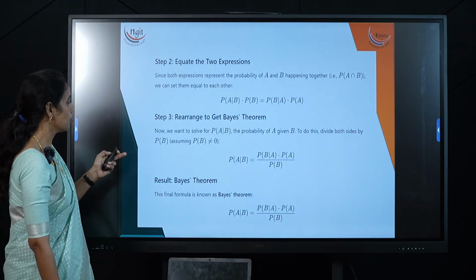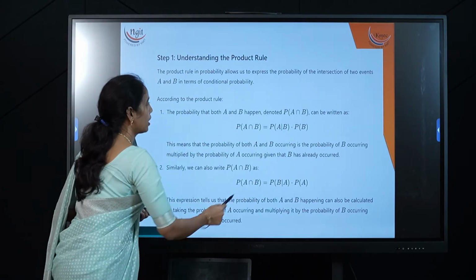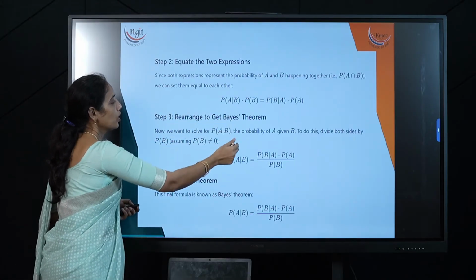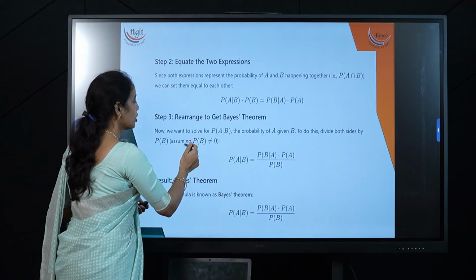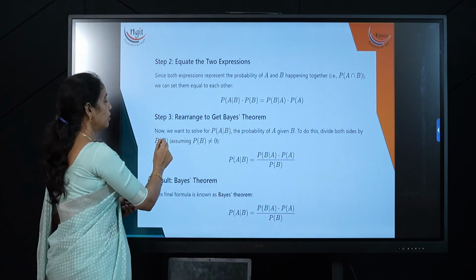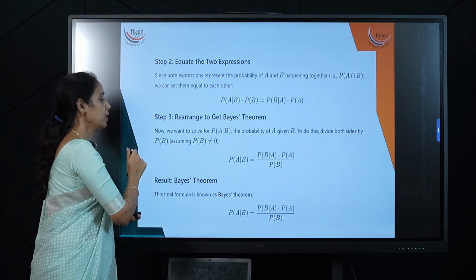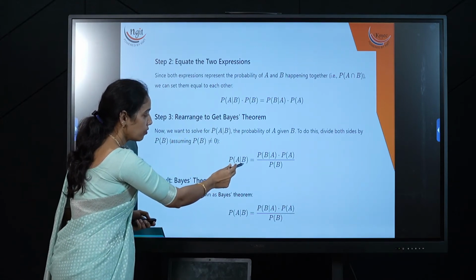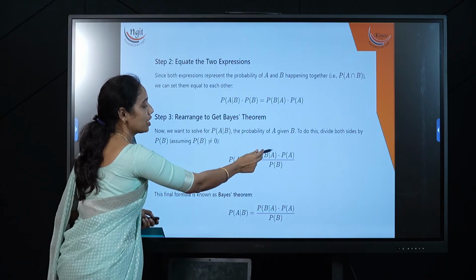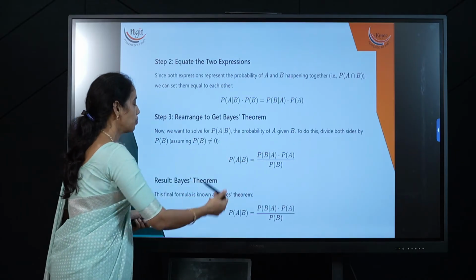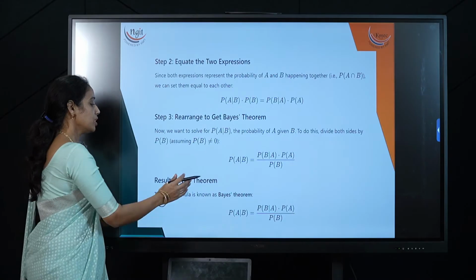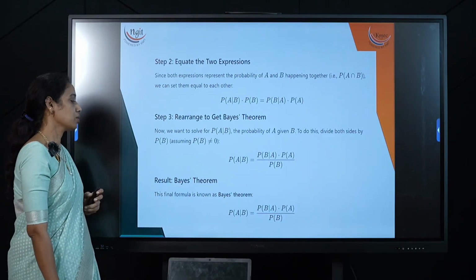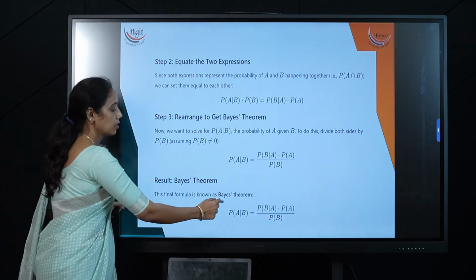From this, as both equations are the same, we are going to equate the two equations. Then, dividing both sides by probability of B, that particular equation can be written as probability of A given B equals probability of B given A into probability of A divided by probability of B. So, this is the final formula, and this particular formula is called the Bayes theorem. The resultant Bayes theorem is something like this.